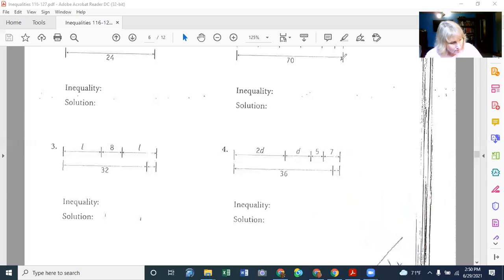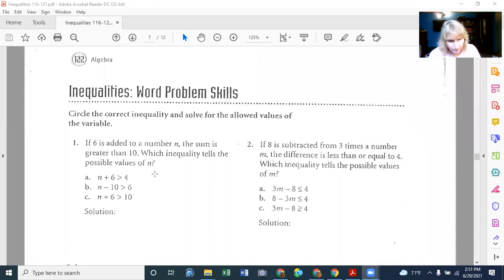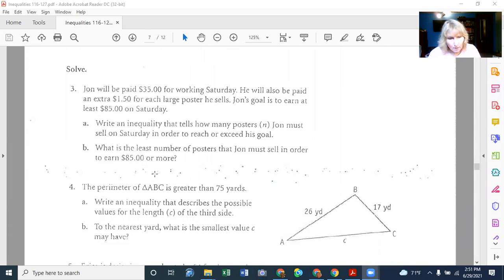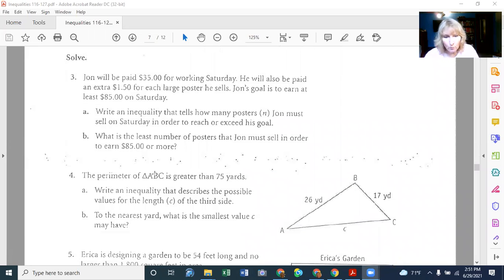Okay. All right, let's look at 122. This is a longer packet. And I want to do 3A and 3B. John will be paid $35 for working Saturday. He will also be paid an extra $1.50 for each large poster he sells. So he's getting a straight pay and then a commission, so to speak. John's goal is to earn at least $85 on Saturday. Write an inequality, this is letter A, that tells how many posters N John must sell on Saturday in order to reach or exceed his goal.